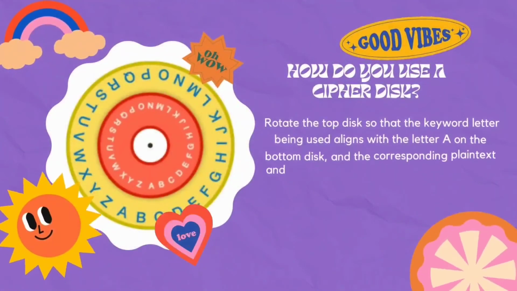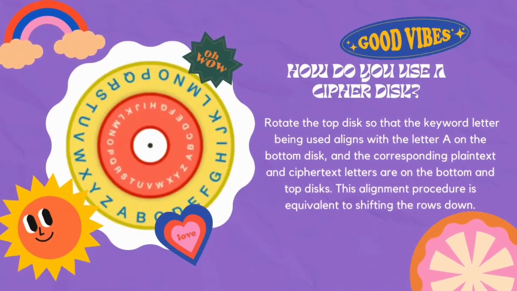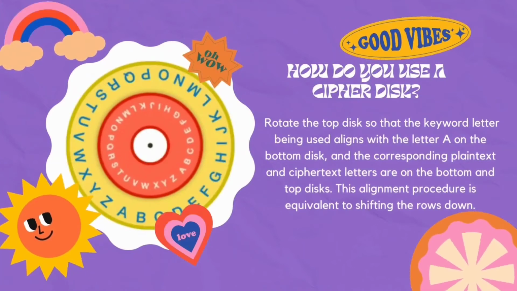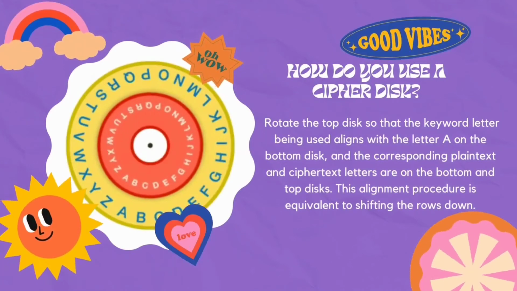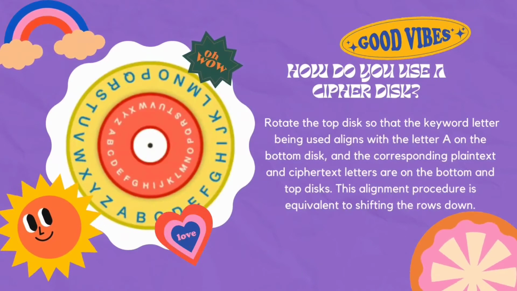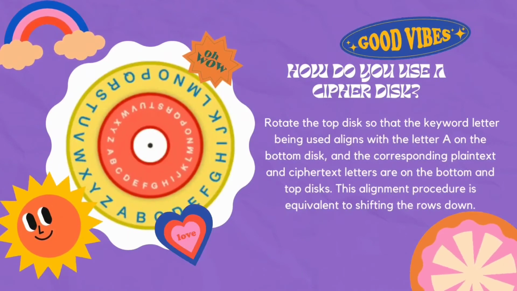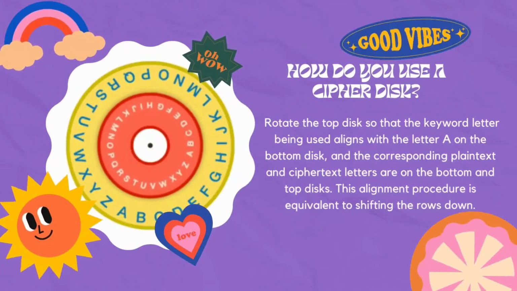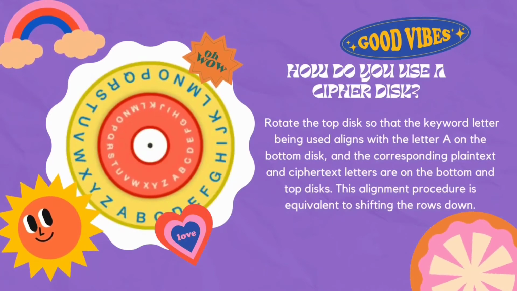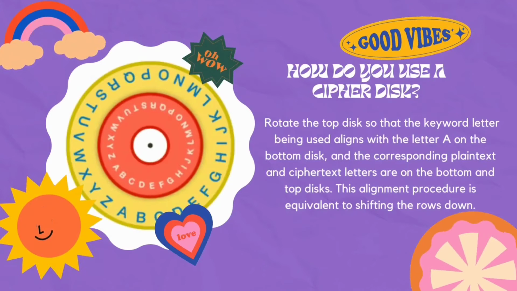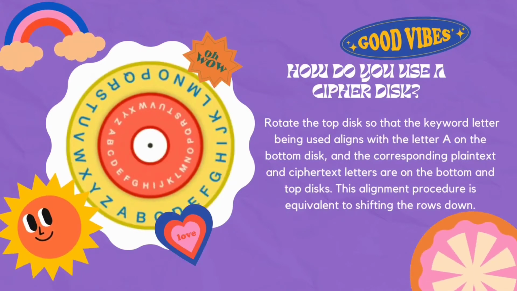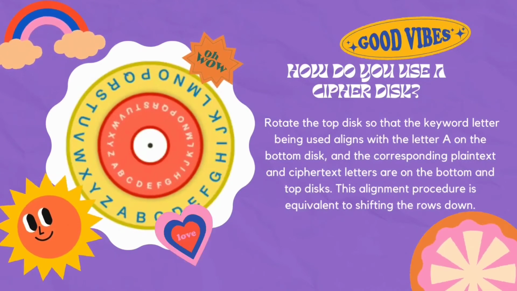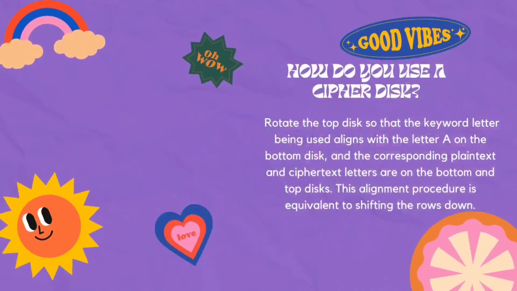How do you use a cipher disk? It is very simple. Rotate the top disk so that the keyword letter being used aligns with the letter A on the bottom disk, and the corresponding plain text and ciphertext letters are on the bottom and top disk. This alignment procedure is equivalent to shifting the rows down.